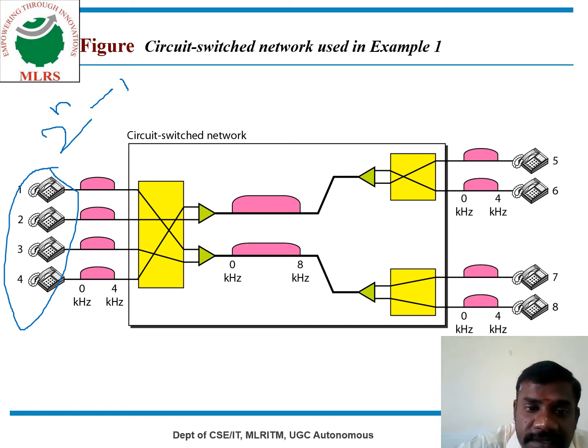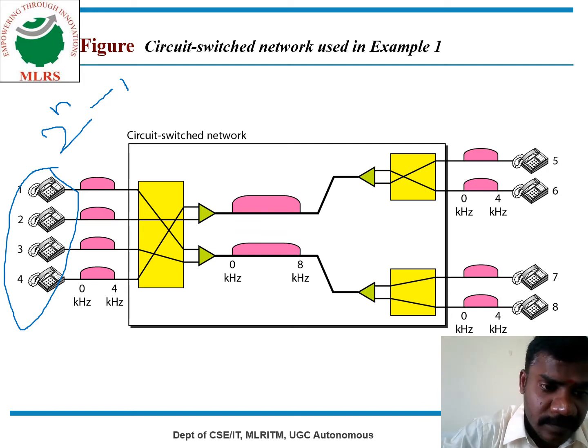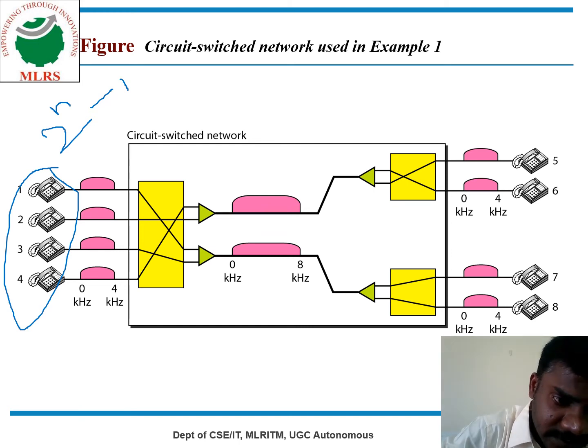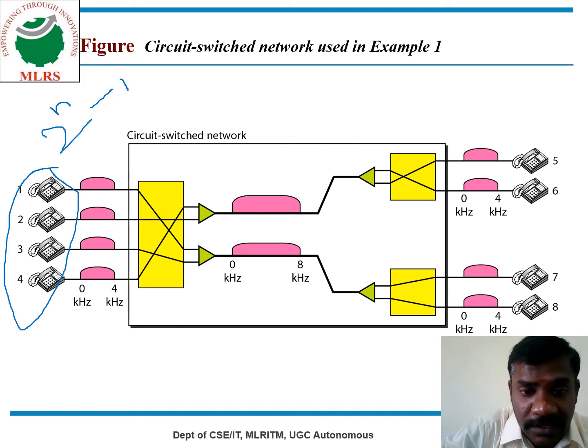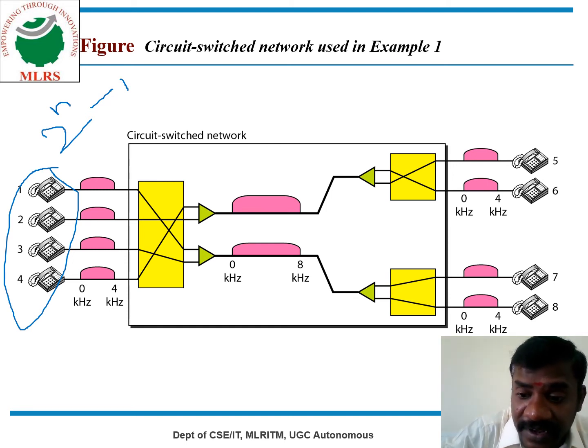This is the best example of a circuit switch network. In this case, efficiency is very minimal. Sir, how are you saying efficiency is very minimal? Here you can see there are 4 sets of connections, but the call is connected for only one person at a time. That is why efficiency here is very minimal.